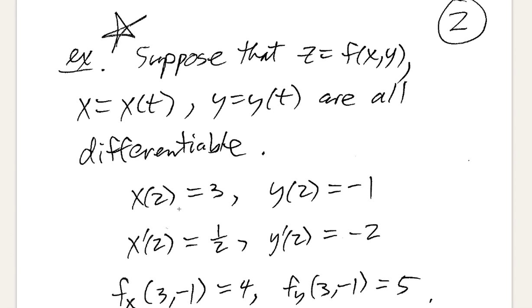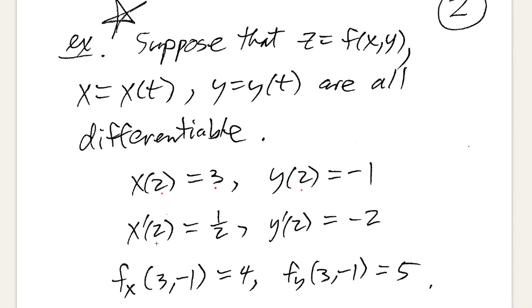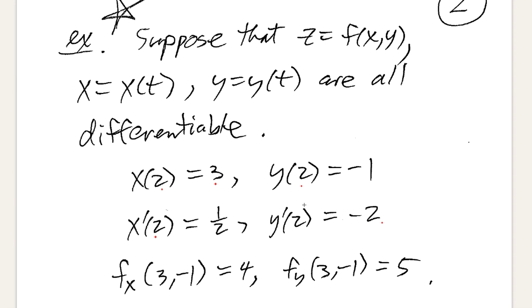X is equal to 3 when t is equal to 2. So we could say x of 2 is equal to 3. Likewise, y of 2 is equal to negative 1. X prime at 2 is a half. Y prime at 2 is negative 2. So these are just parameters I've given you. This is part of the given.